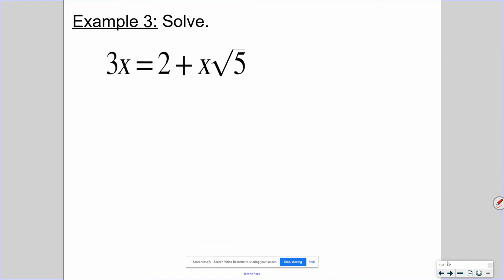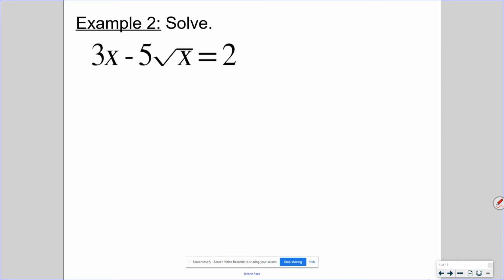We're going to do one more example. And this last one is going to be what one of the most challenging problems that you will see will look like. Okay, so I'm going to start with, I have a radical. I kind of want to isolate the radical. I'm not going to isolate completely, but I am going to move the 3x over to the other side. So I'm going to make this -5 radical x equals 2 minus, actually, let me write it a different way. Let me write it like -3x plus 2.